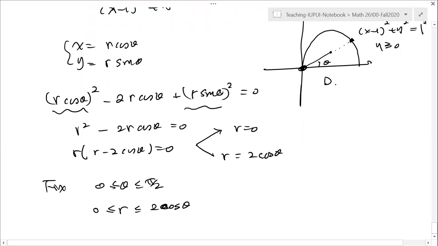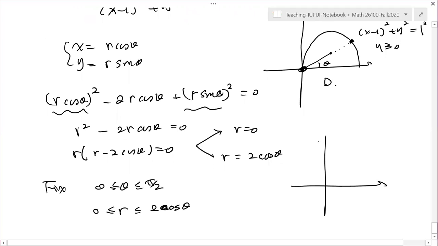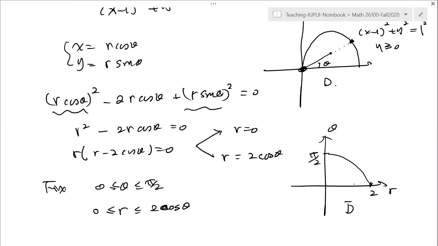So what kind of domain do we get for D bar? Here's r, here's theta. This is pi over 2. When theta equals 0, r is 2. And when theta increases to pi over 2, r is going to be 0. So it's going to be something like that. Right? That's better than the above one.